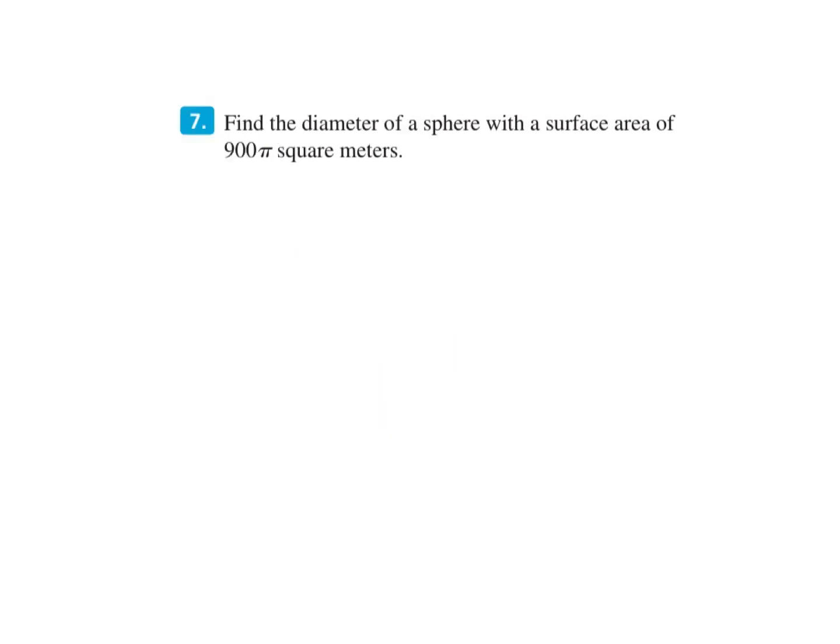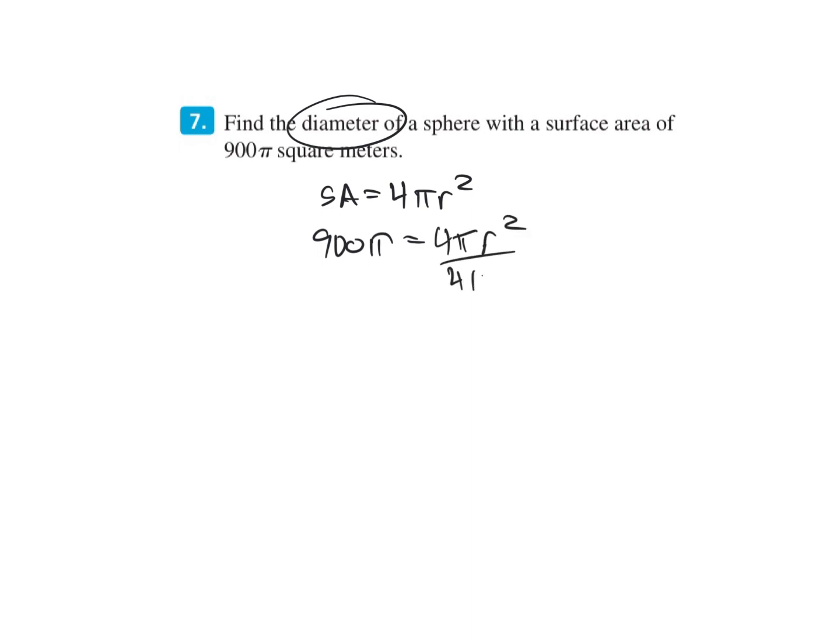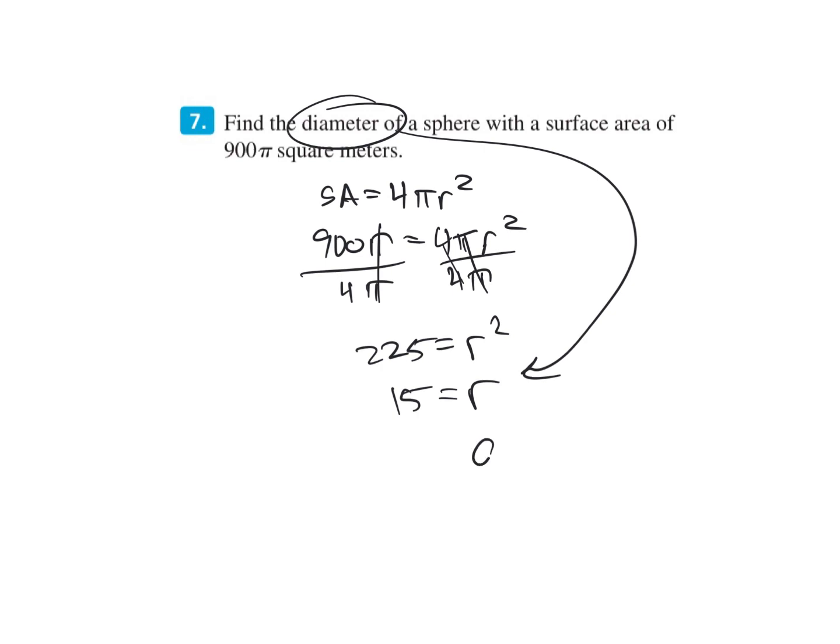7. Find the diameter of a sphere. So remember what you're looking for. And they gave you a surface area again. So surface area again is 4 pi r squared. Surface area is 900 pi. So we divide off the 4 pi again, and divide 900 by 4. You get 225 is equal to r squared. So r is 15. So remember, we're finding the diameter, so the diameter is 30 meters.